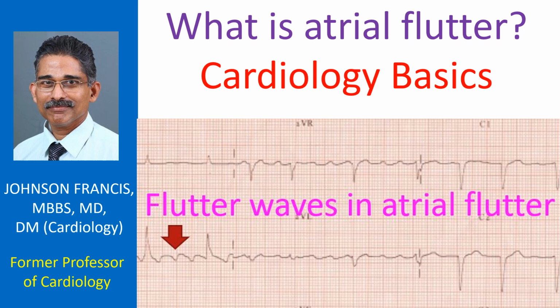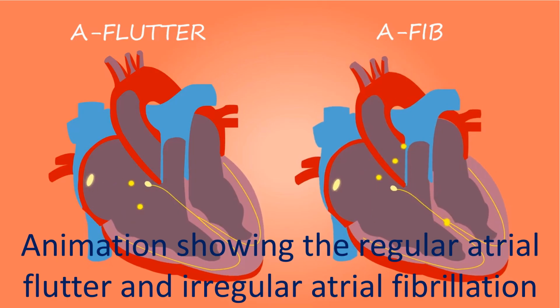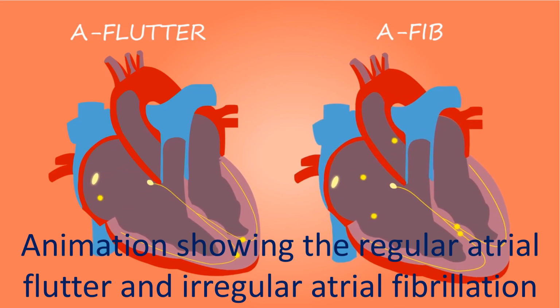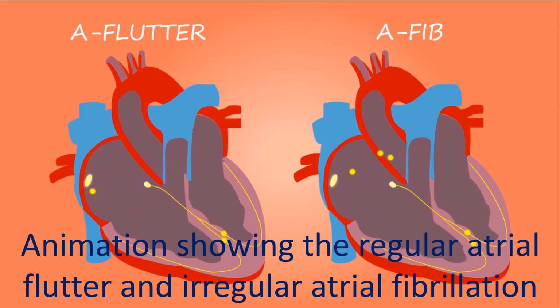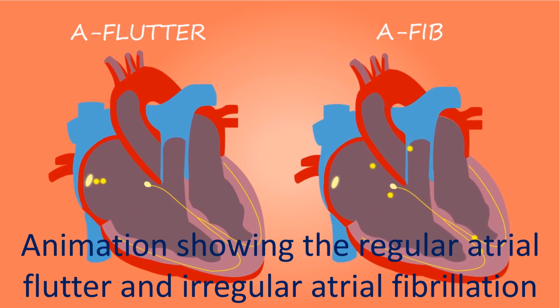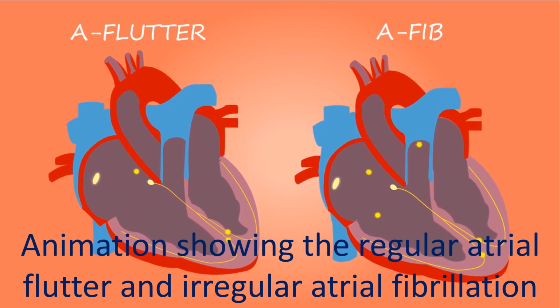Atrial flutter commonly arises from the right atrium. It can also arise from the left atrium sometimes. Though the atrial rate is typically around 300 per minute, the whole of it does not get conducted to the ventricles. The AV node reduces the number of impulses conducted to the ventricles.